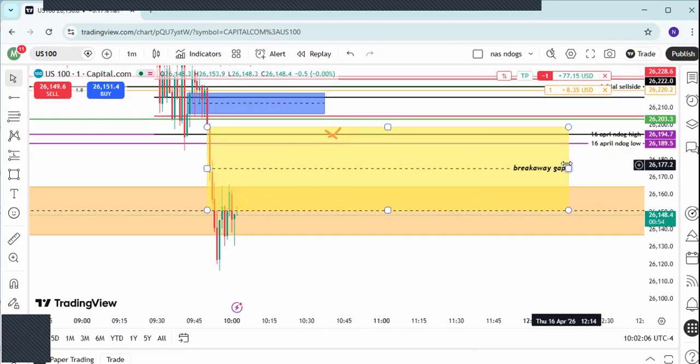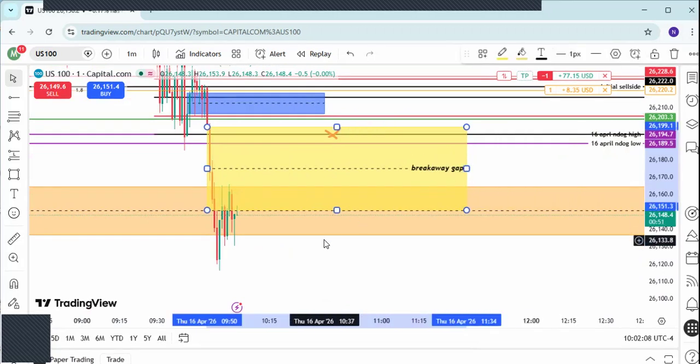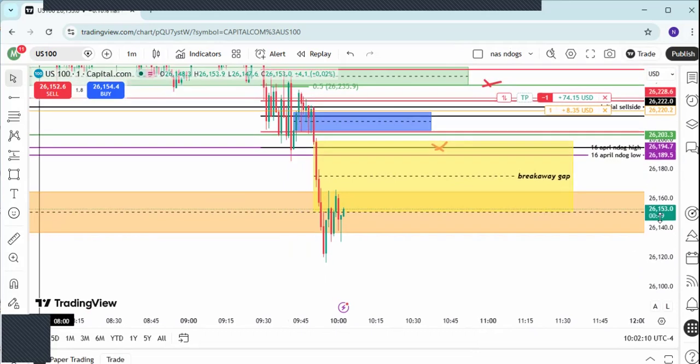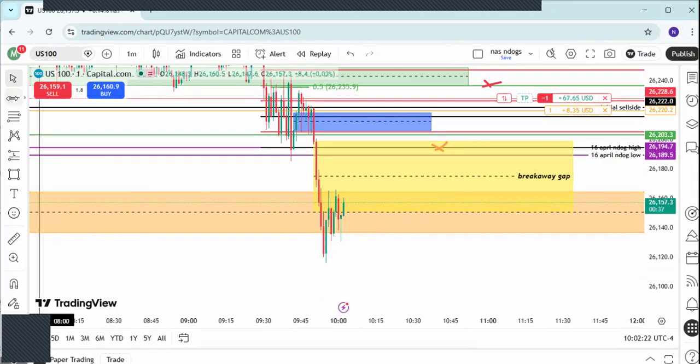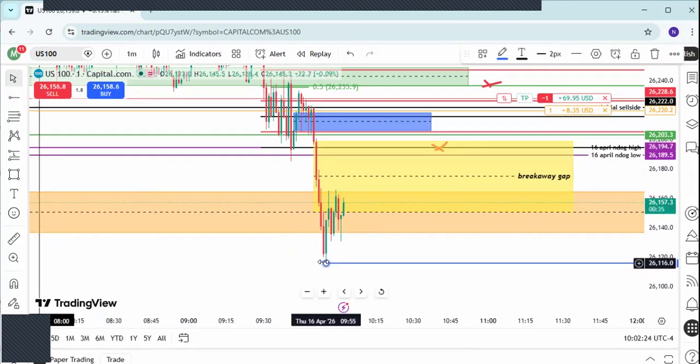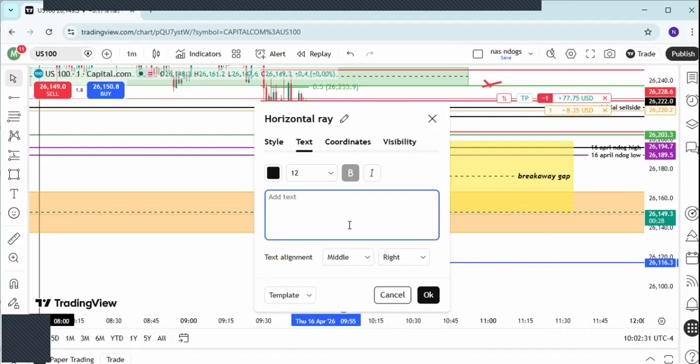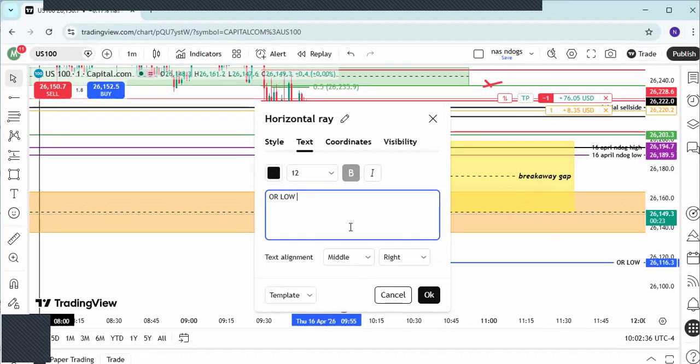Okay, let me move this closer a bit so you can see it's a breakaway. And probably some of you are like, what are the characteristics of a breakaway? You gotta know that. So here we have the OR, the opening range low from 9:30 to 10. So I call it OR low, opening range low. OR low for what? 17 today, I think, or 16.